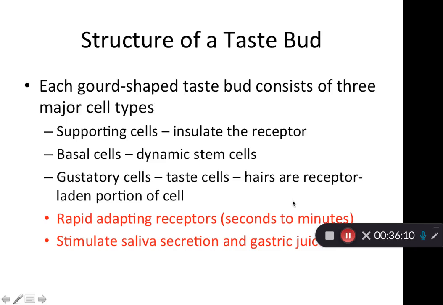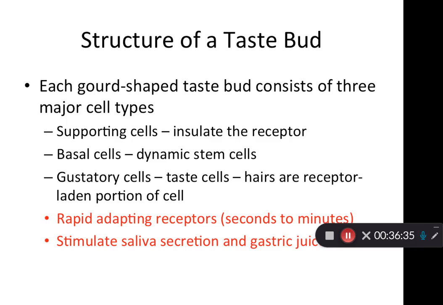So the taste cells have rapid adapting receptors. That means once the taste cells detect a certain taste, they just need a few seconds to detect the other taste.